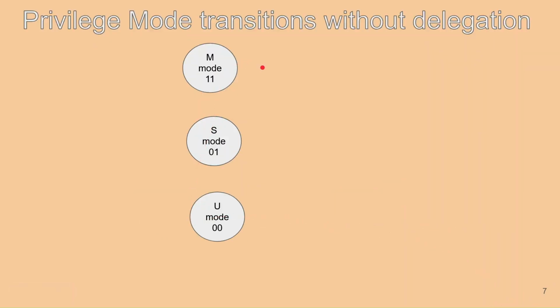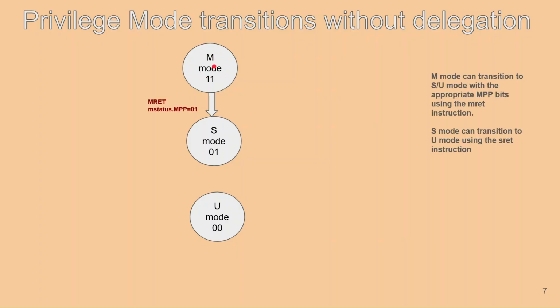Let us summarize the privilege mode transitions with delegation turned off. Transitions from a higher privilege mode to a lower privilege mode use the trap return instruction of the higher privilege mode. In order to transition from machine mode to supervisor mode, use the MRET instruction with mstatus.MPP pointing to the supervisor privilege. Similarly, to transition from machine mode to user mode, use the MRET instruction but with mstatus.MPP pointing to the user mode privilege level.